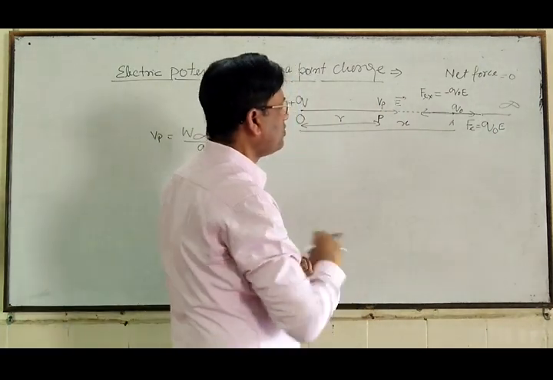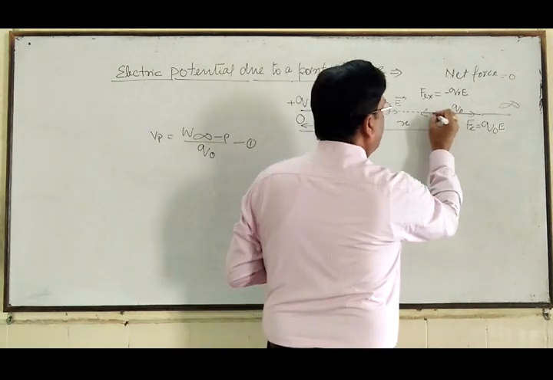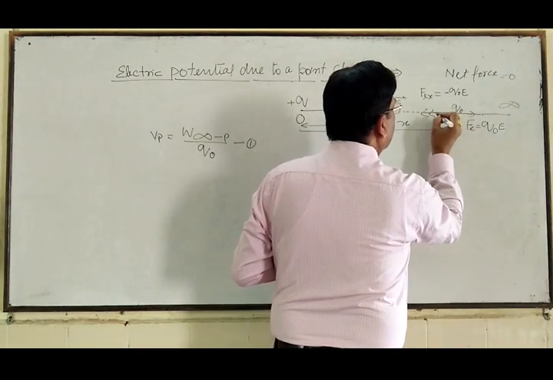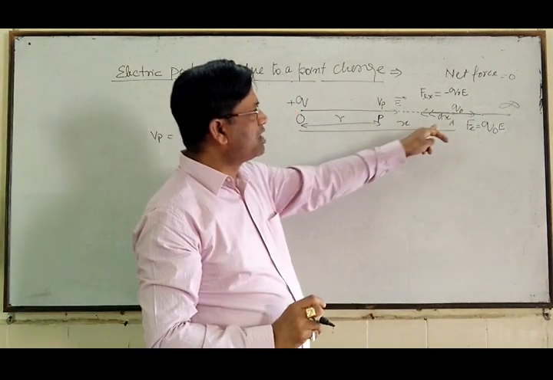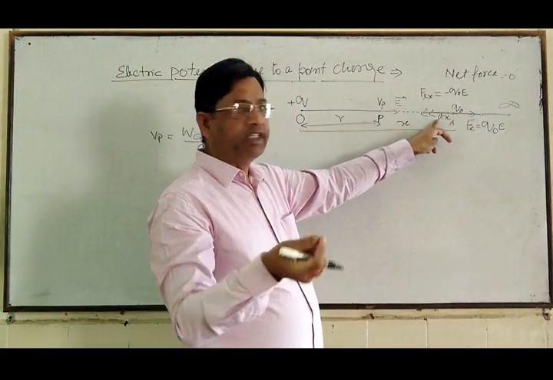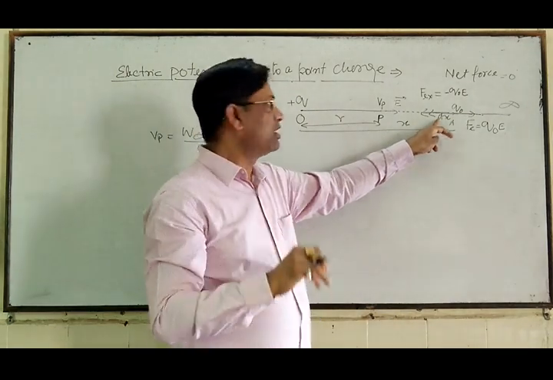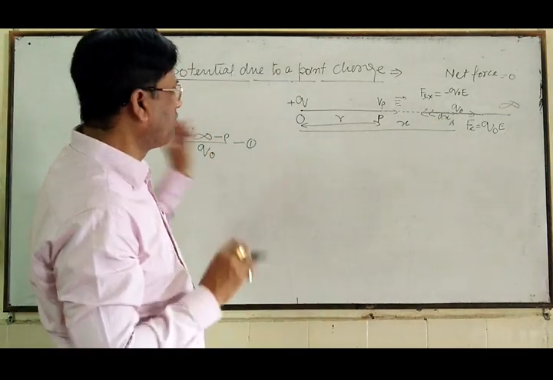Suppose the charge Q naught is moved a very small distance, that is dx. When this charge is moved a very small distance dx, then a small work will be done. That small work done will be calculated.